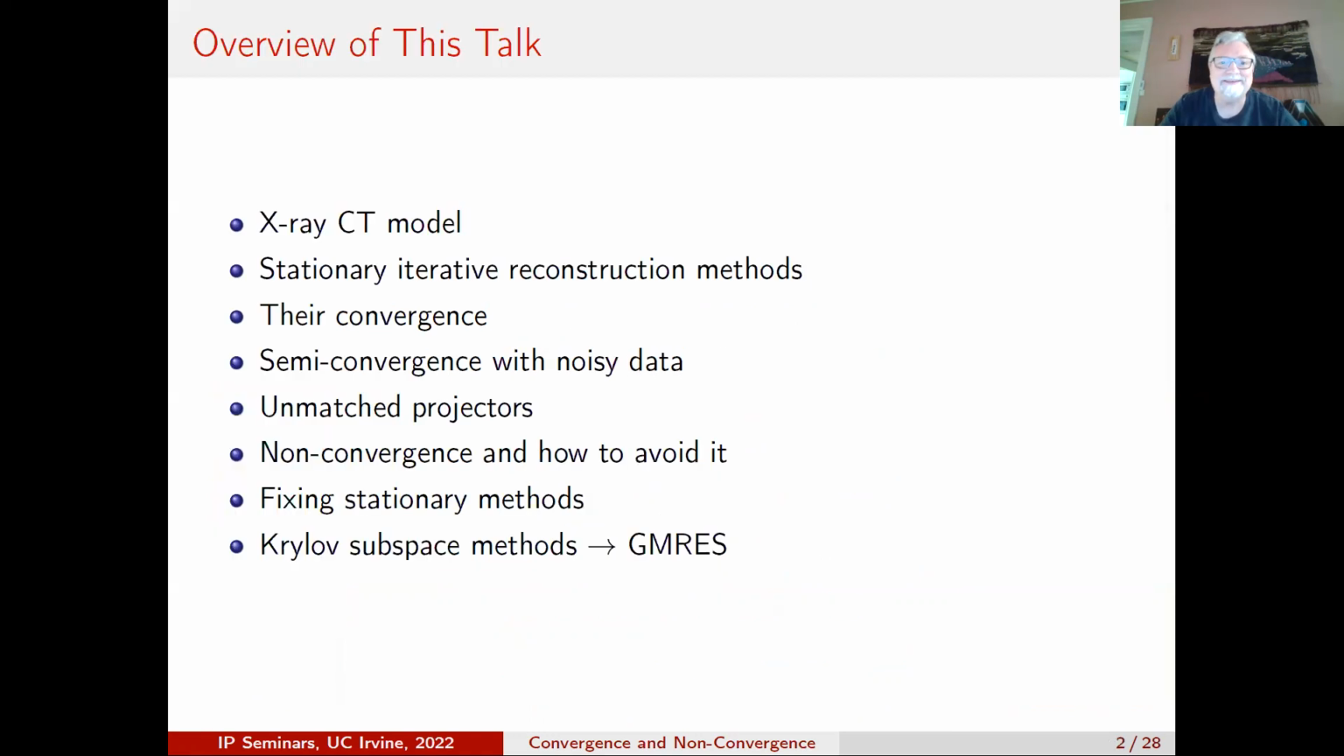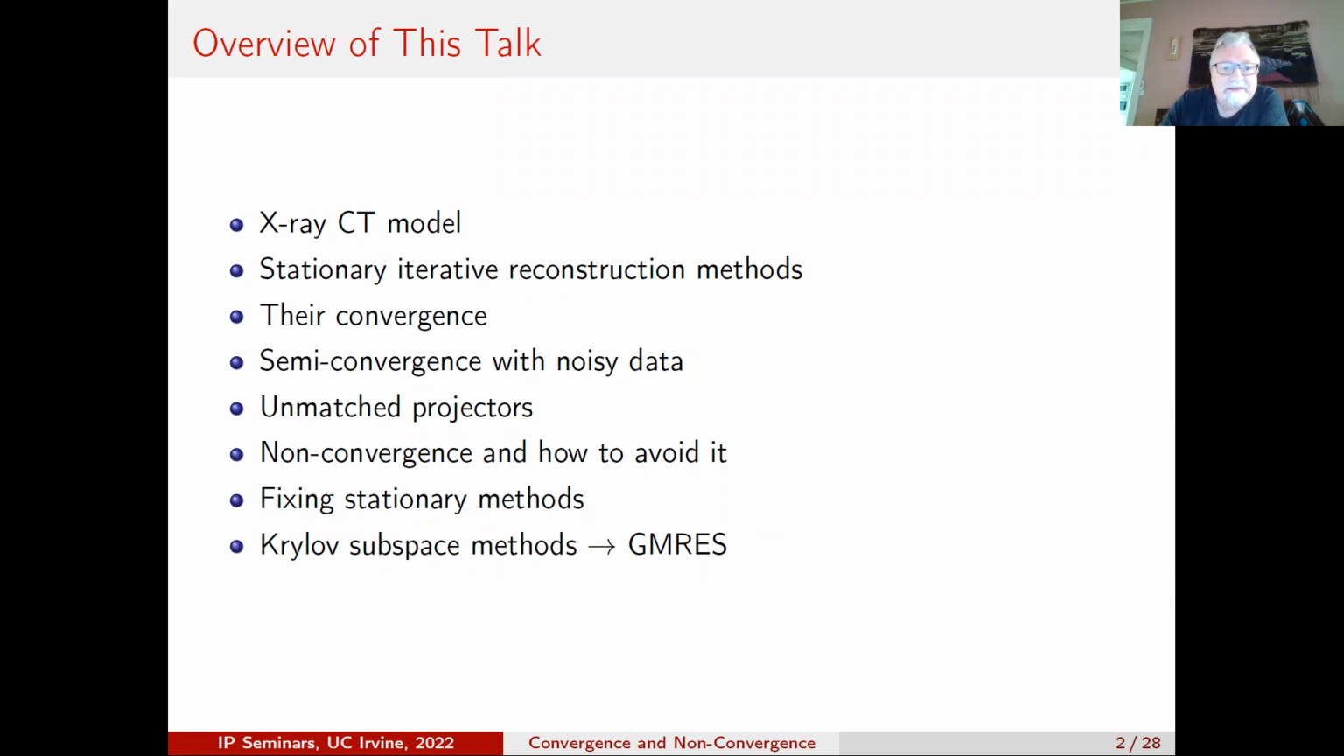So, okay, let's get started. Here's an overview of what I plan to talk about. Very briefly, I'll just introduce the model for X-ray computed tomography, and then I'll move on to talk about iterative reconstruction methods. I will start with the stationary iterative methods and say a little bit about their convergence. And then I will move on to other aspects of convergence, such as semi-convergence. I'll try to explain what that is.